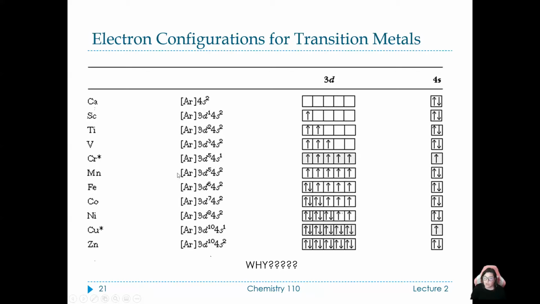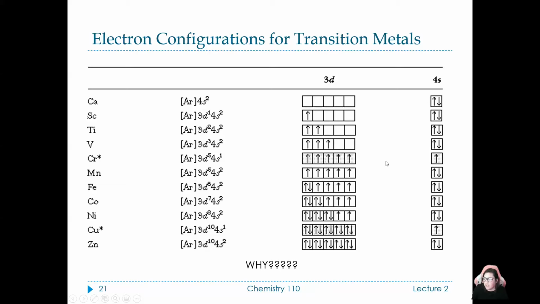The two that I want to point out to you are the ones with the asterisks, chromium and copper. Why are they noted like that? They look different, don't they? There's only one electron in the s orbital for both of these. Why on earth is that true? When we get to this point, if this was completely full, we would have 1 over here, 4 over here.